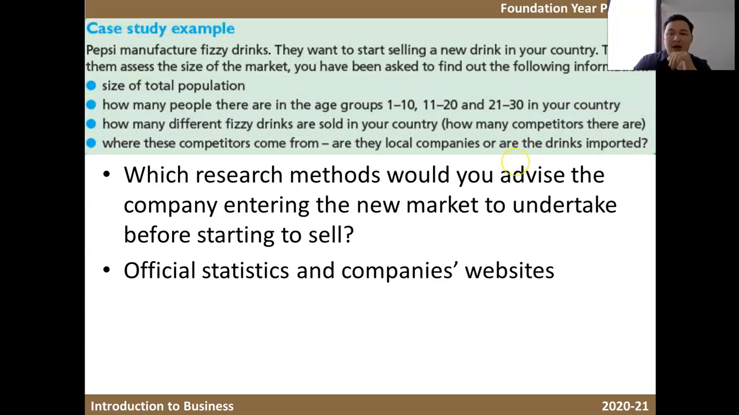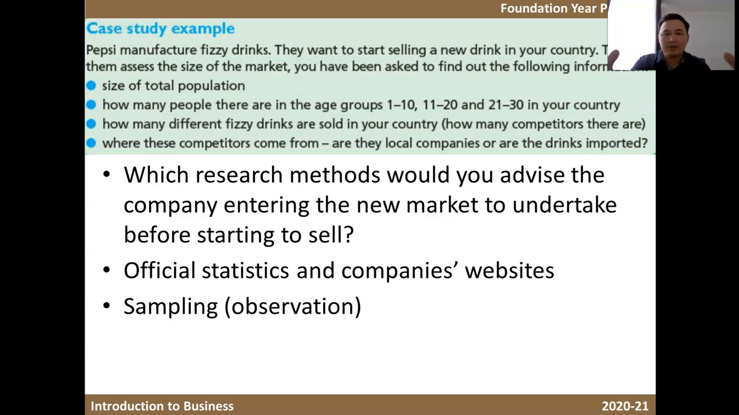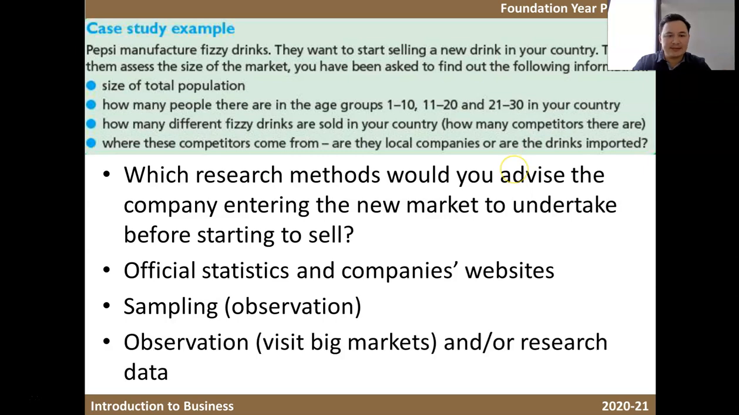So you better look at the company's websites, obviously, and official statistics. Sampling, observation is quite an important one. So if we are talking about the fizzy drinks in particular, then you better go to the supermarket or hypermarket, a marketplace, and then see and watch and feel. So what are the other drinks? What actually is sold? You can observe people buying the drink. How many drinks are they buying per hour, for example? Which drinks are more popular? So it's a primary source of collecting the data, isn't it?